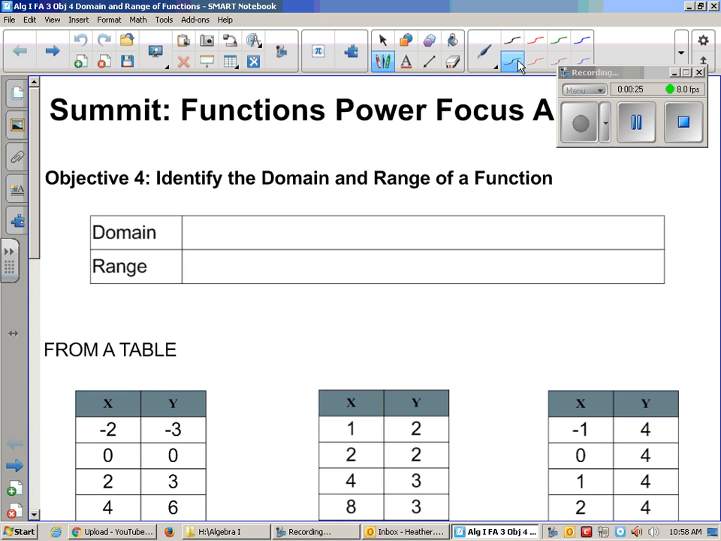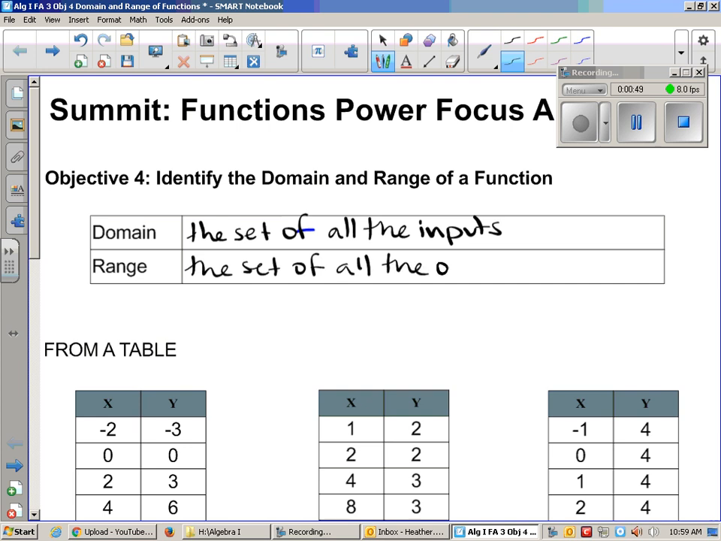So remember, a function assigns an input to an output. So the domain is the set of all the inputs of a function. And the range is the set of all the outputs of a function.